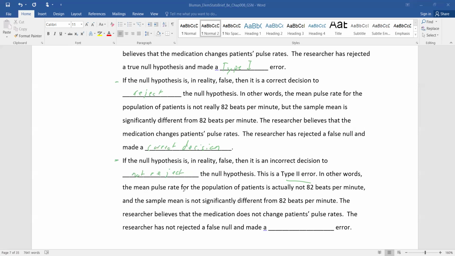So in other words, the mean pulse rate for the population of patients is actually not 82 beats per minute, and the sample mean wasn't significantly different enough from 82 beats per minute, and the researchers believe that the medication did not change the patient's pulse rate. The researcher has now not rejected a false null and made a type 2 error. All right. I think that was the last one. Nope. There's another one. Here we go.